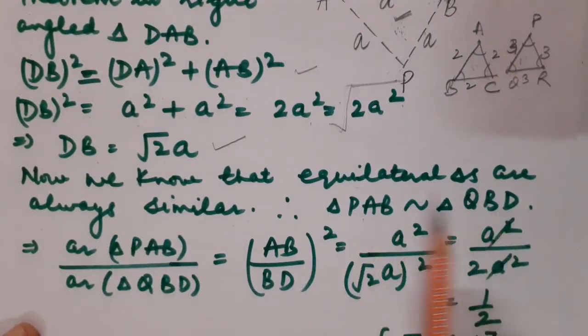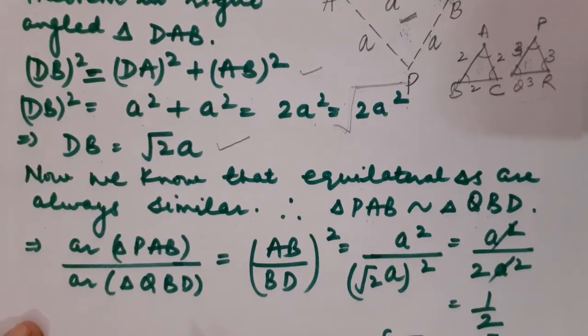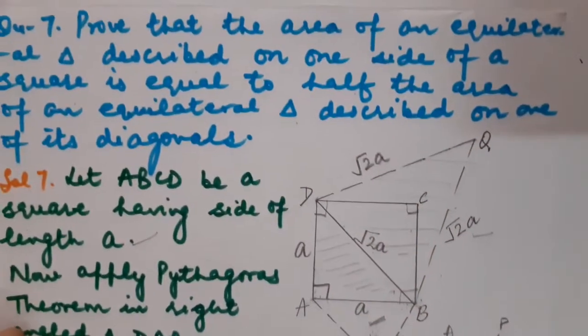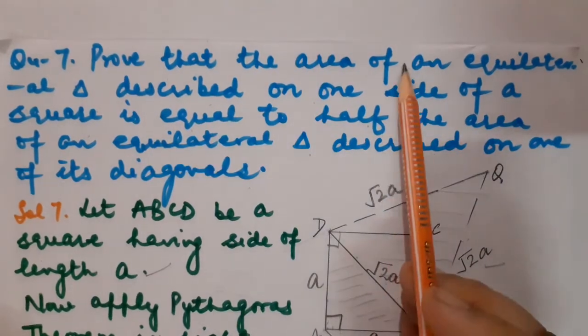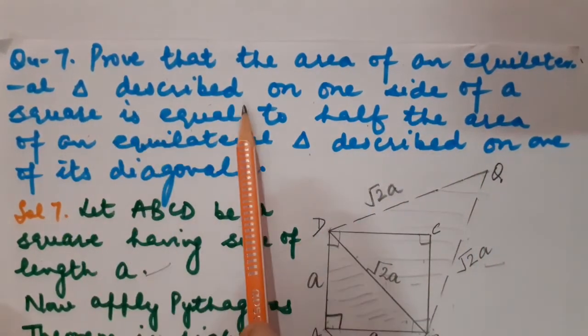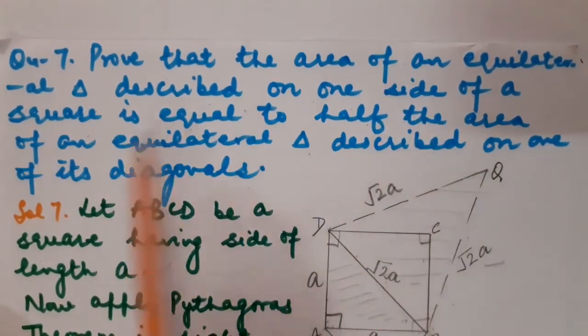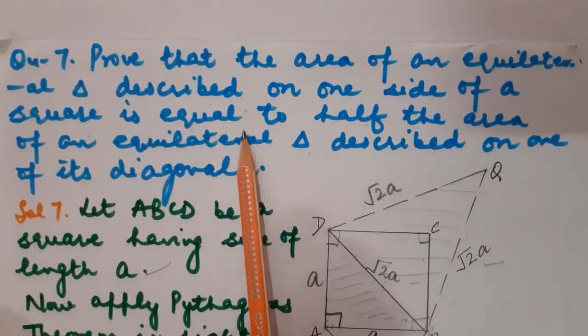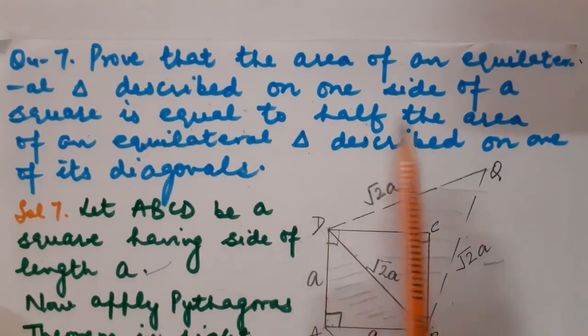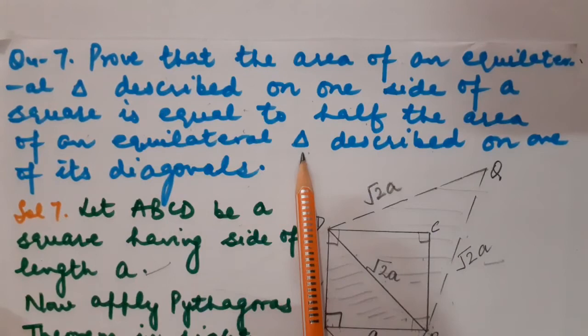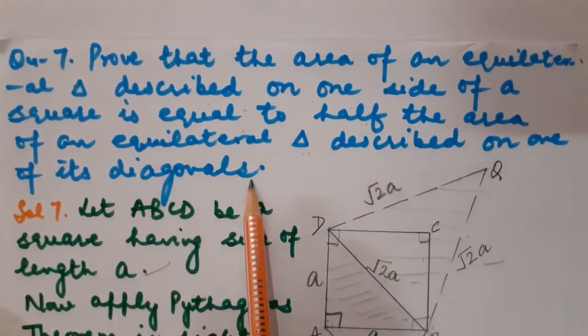Now as I know that I have just proved that equilateral triangles are similar, can I apply the same theorem? Because what I have to prove? I have to prove that the area of an equilateral triangle which is described on one side of a square is equal to half the area of an equilateral triangle described on its diagonal.